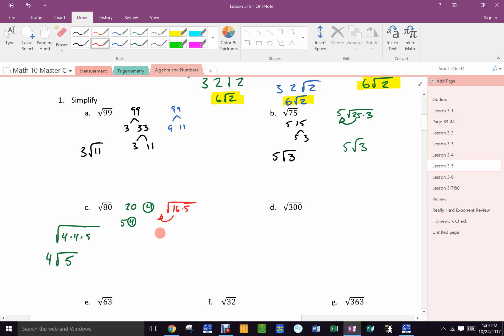4. So out comes 4, and what stayed under there? 5. Was my way faster? Did I get the same answer? So does it matter which way you use? No. 300, what's that? You could do 50 and 6. You could do 103. Why is 103 better? Why, Sam? Why is it faster? What's the square root of 100? 10. So what comes out? 10. What stayed under there? 3.